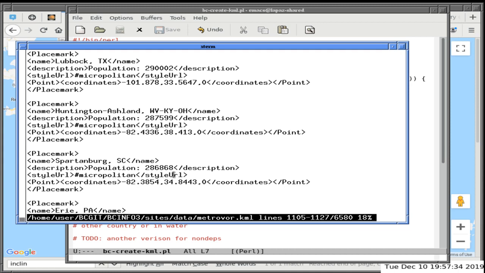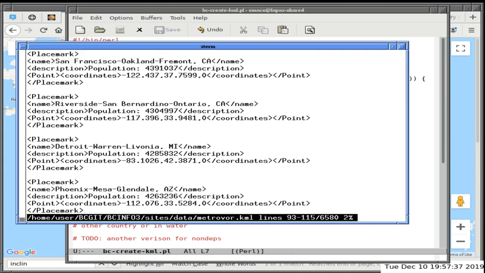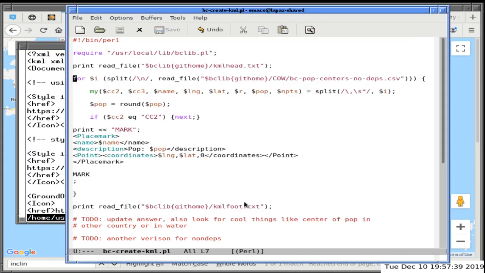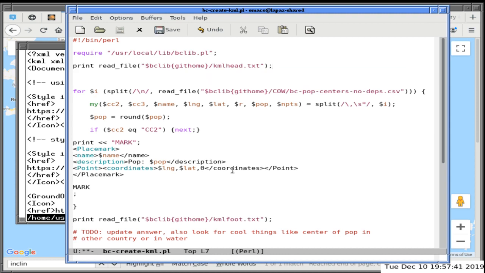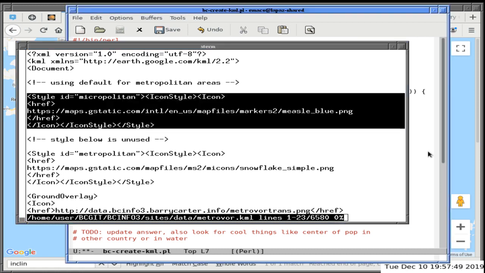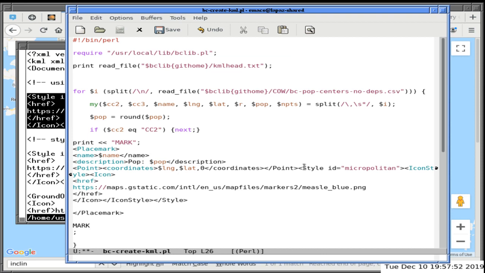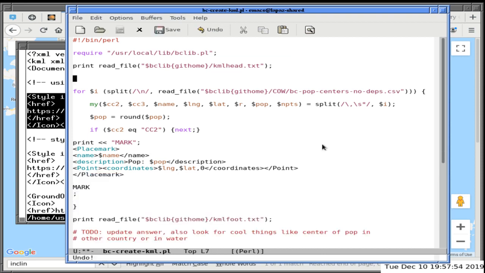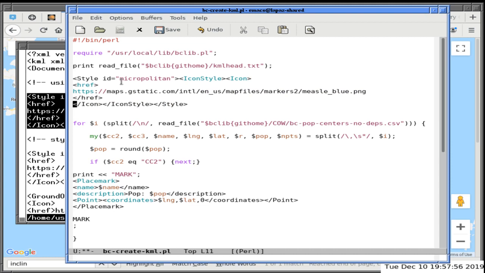And I'm using that style URL to do this magic there. I do want to use the smaller arrows here. I'm not going to call it Micropolitan, but we will go ahead and put it in here. And that's not what I meant to do. Undo. I have to put it over here. Style pop center. And basically the only difference is we're going to use the blue measle from Google Maps.